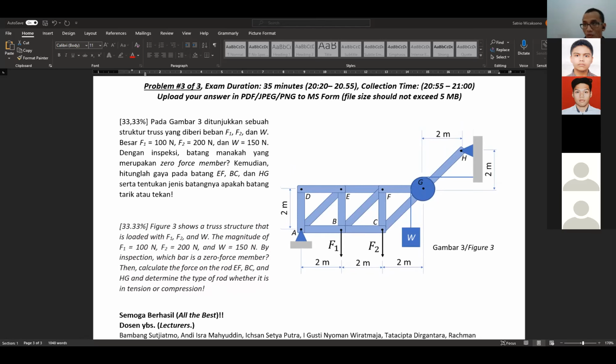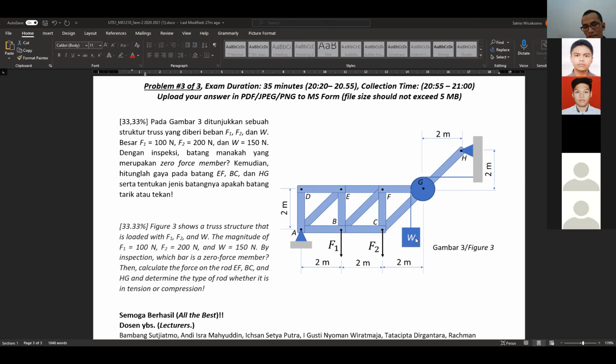Okay, this is the problem that is asked for number 3. Figure 3 shows a truss structure that is loaded with F1, F2, and W: 100 Newton, 200 Newton, and 150 Newton. Then you are asked to find out the zero force members by inspection.